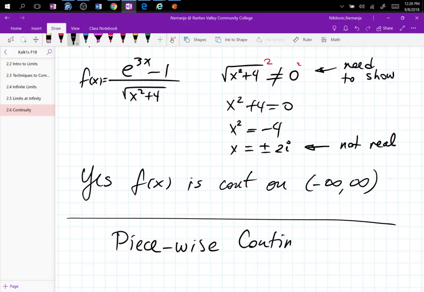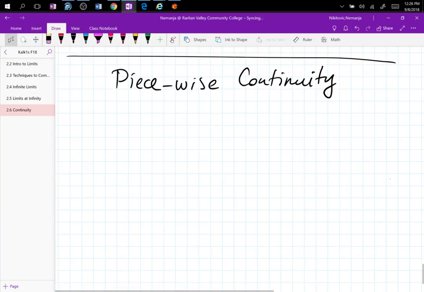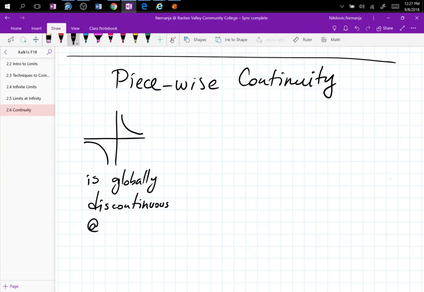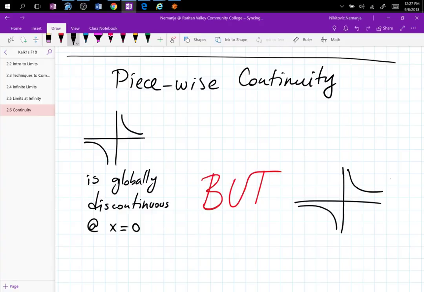Piecewise continuity. You already saw this, so I'm just going to put the same example. 1 over x is globally discontinuous at x equals 0. But the function has two continuous pieces.